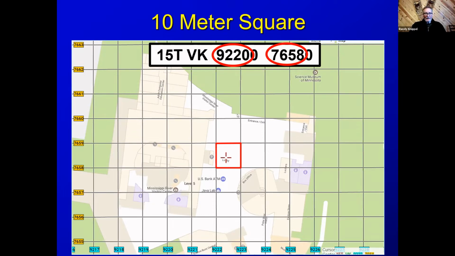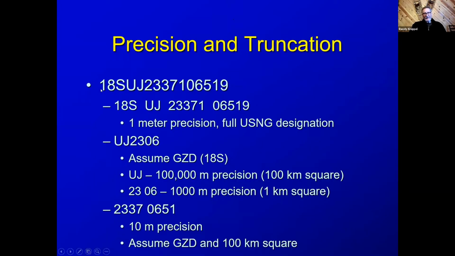So if we look again at the full 15-character US National Grid designation, one of the differences between the US National Grid and the military grid referencing system is US National Grid allows for spaces just to add clarity. Military grid by definition does not. So that's one difference. So you can have spaces or not have spaces in the US National Grid reference. It really doesn't matter.